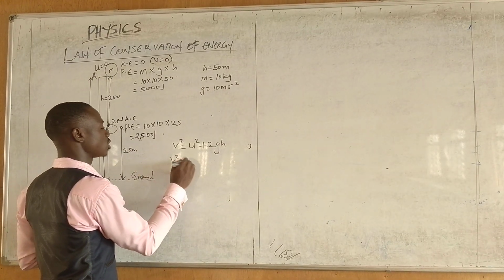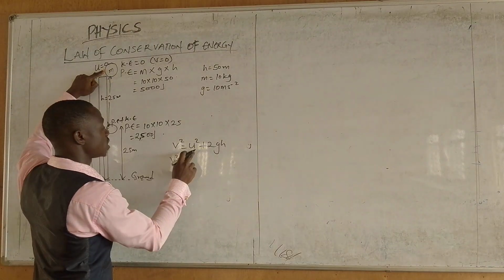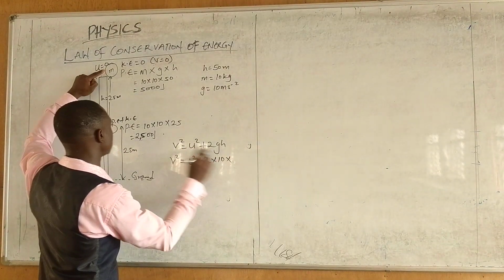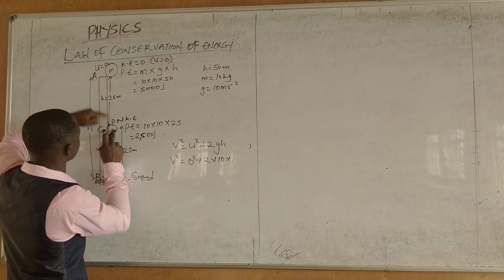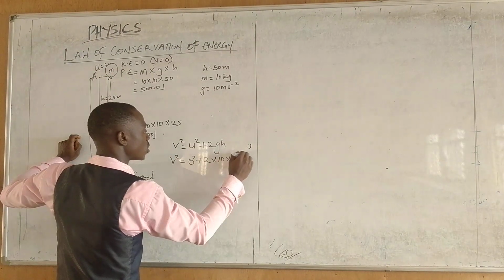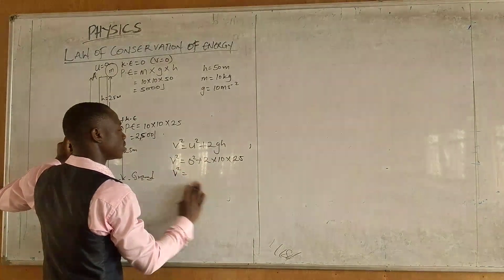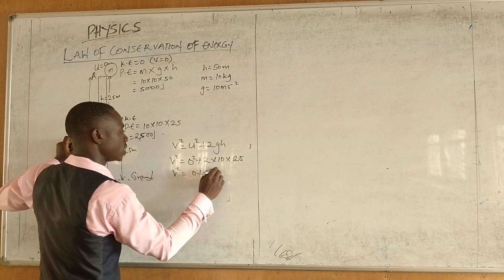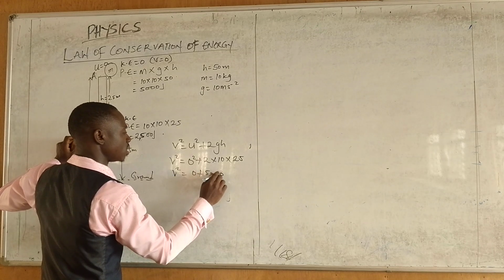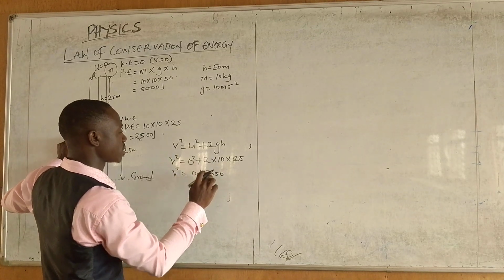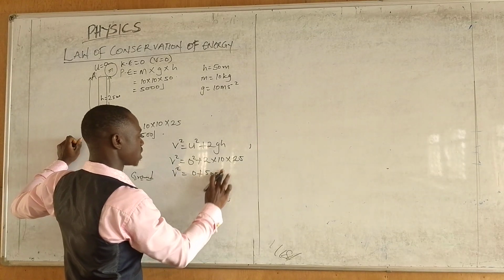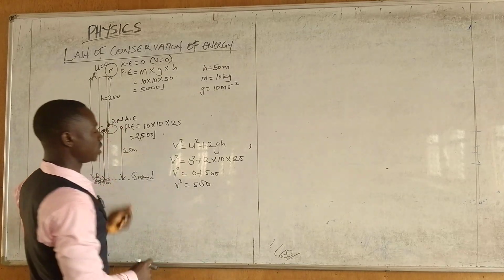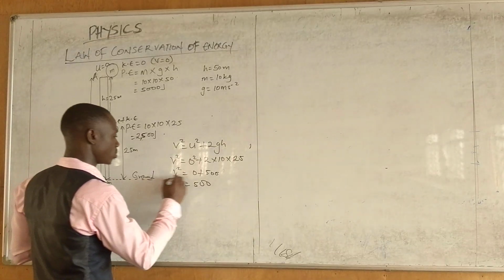So V squared will be equal to, what is our u? Initial speed. Since it's a free falling object, u is 0. 0 squared plus 2 times 10 times h. What is the height falling through, the distance traveled? That's 25. So V squared will now be equal to 0 plus 50 times 10. That's 500. So V squared equals 500. I think we should just leave it this way.